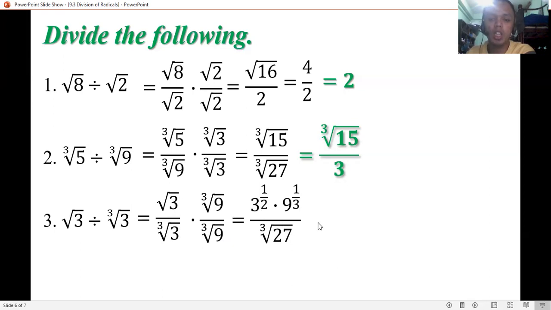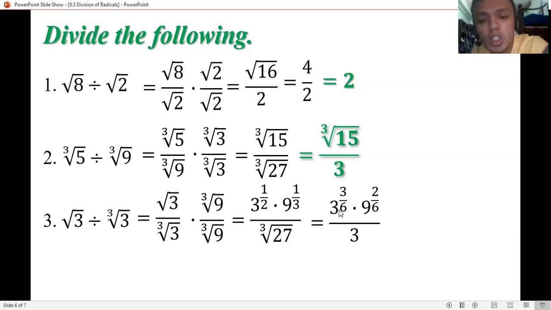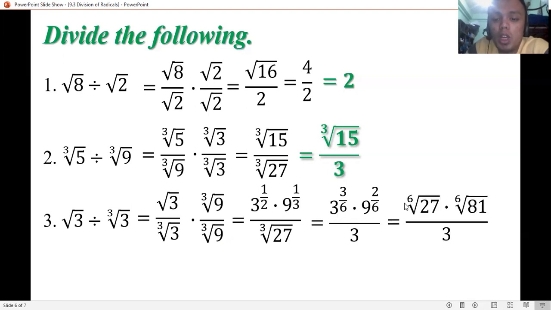Here, kunin natin yung LCD. Anong LCD? That is 6. Then, make it similar. We have 3 raised to 3/6 times 9 raised to 2/6. Hindi ko na-discuss kung paano nakuha si 3/6 at si 2/6 kasi nga meron na doon sa example. Then, cube root of 27 is 3. Okay? Balikan natin to. Rewrite this one into radical form ulit na magiging 6th root of 27, because 3 times 3 times 3 is 27, times 6th root of 81, kasi nga 9 squared, 9 times 9 is 81, over by 3.